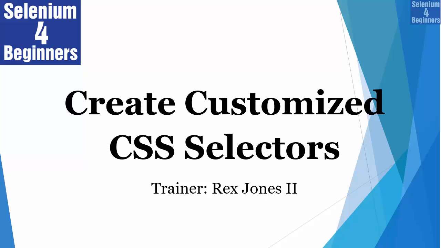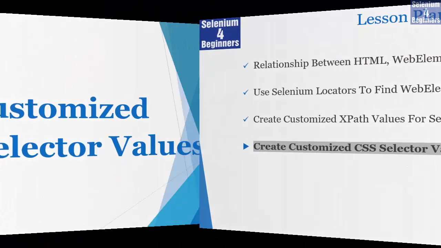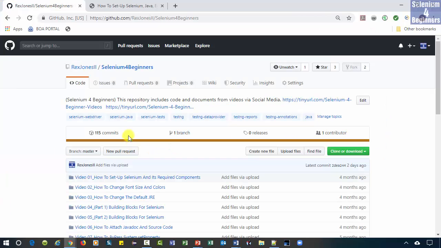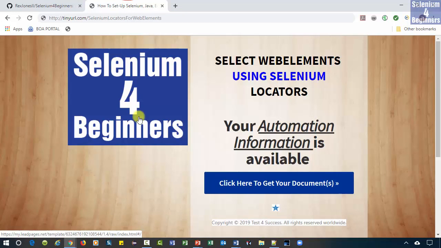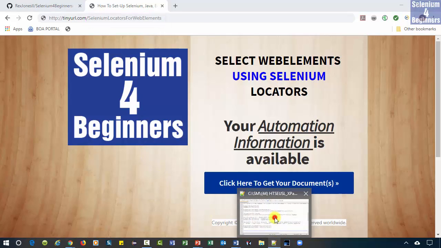We are going to discuss how to create our own customized CSS Selector values. The cheat sheet and transcript will be available on GitHub at rexjones2nd/Selenium for Beginners and tinyurl.com Selenium locators for web elements.